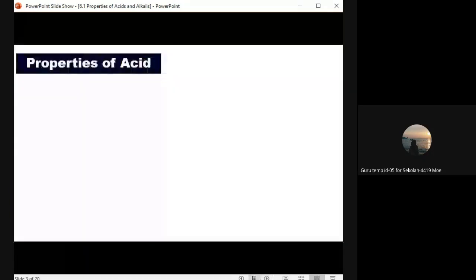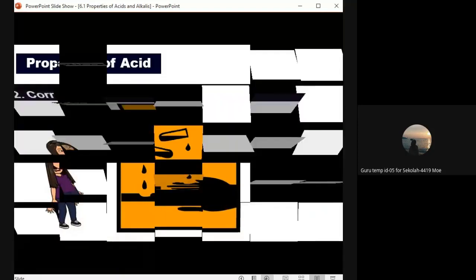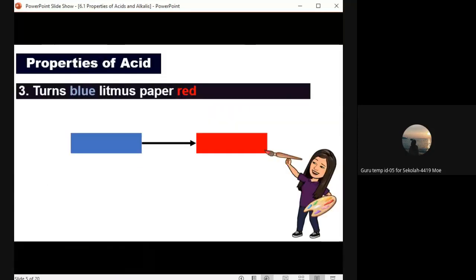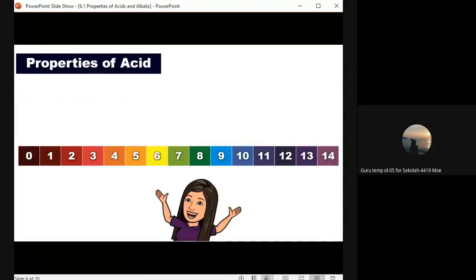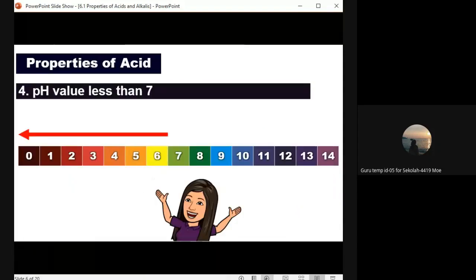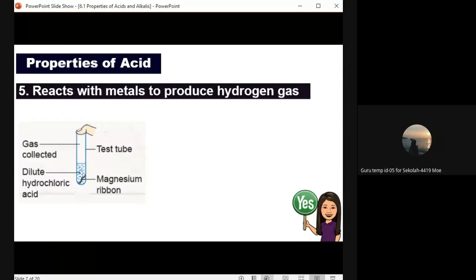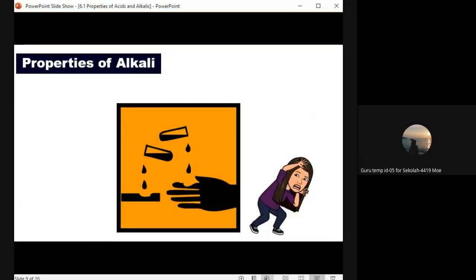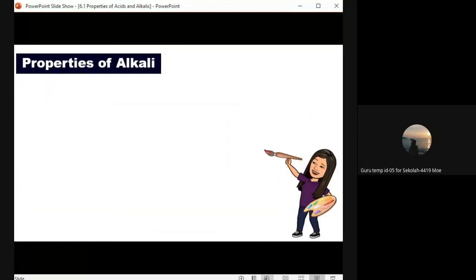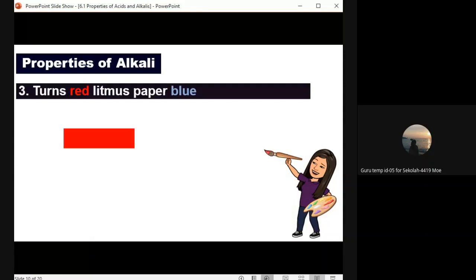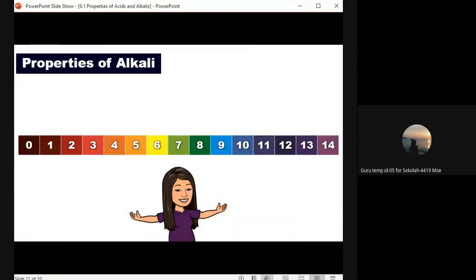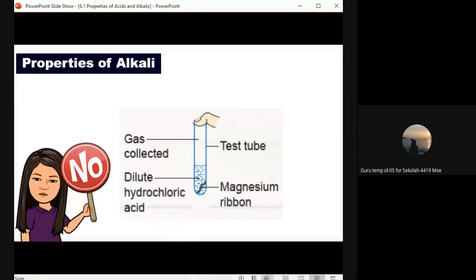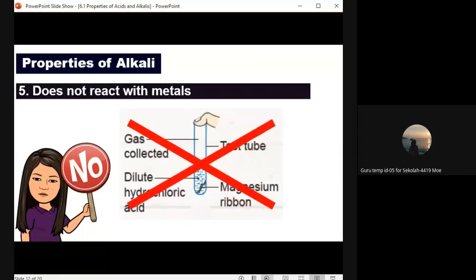Okay, so kamu dah belajar tentang properties of acid: sour, corrosive, and turns blue litmus paper to red. Lepas tu pH value dia less than 7. And acid will react with metal to produce hydrogen gas. Remember, hydrogen gas, not oxygen. Then properties alkali pula is bitter, corrosive, same as acid. Turns red litmus paper to blue. Then pH value more than 7. Lepas tu dia does not react with metals.